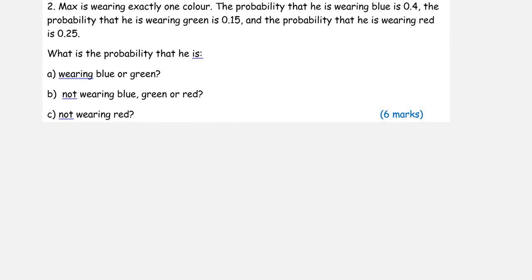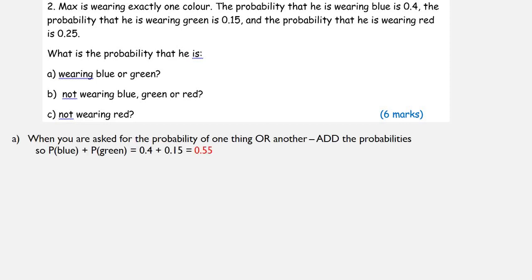Okay, question 2. Max is wearing exactly 1 colour. The probability he's wearing blue is 0.4. The probability he's wearing green, 0.15, and the probability that he's wearing red is 0.25. The probability that he's wearing blue or green: when you see the word "or" in a probability question, you add the probabilities together. So you want the probability of blue added to the probability of green. So probability of blue is 0.4, green is 0.15, add them together, and you get the probability of blue or green is 0.55.